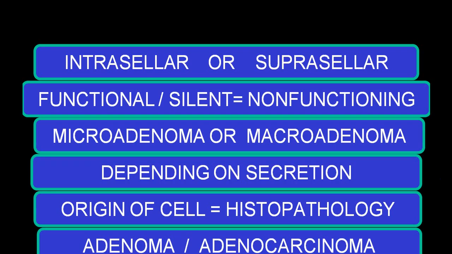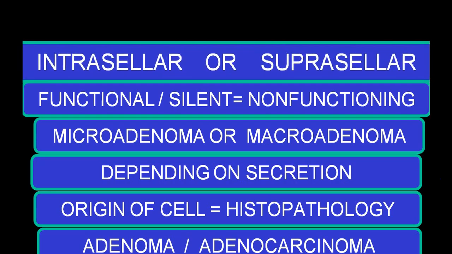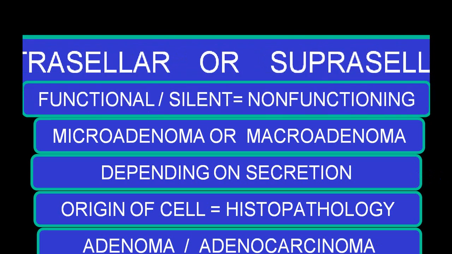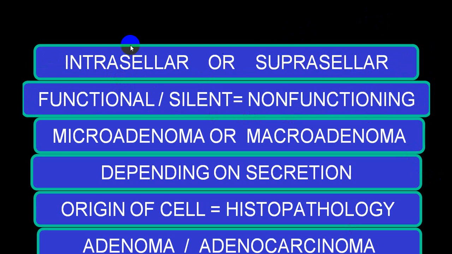Different diagrams are there. Now we are going to talk about what we call different types of tumors. We divide them into different names. Supracellular, intracellular, meaning inside the sella turcica and above the sella turcica. The tumor may be functioning or may be non-functioning. So if it is non-functioning, it is called silent, meaning that tumor is not secreting any particular hormones.